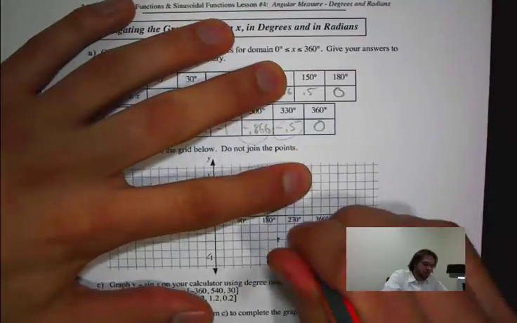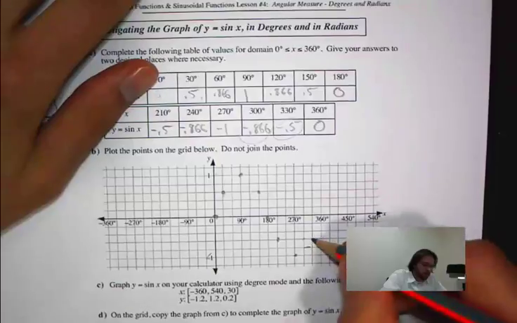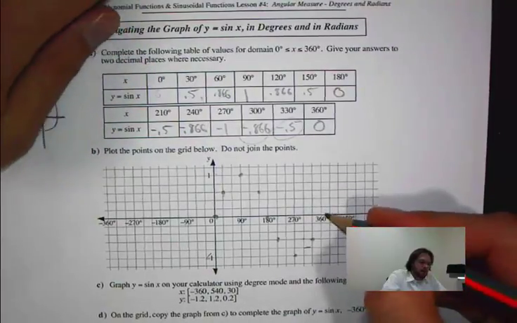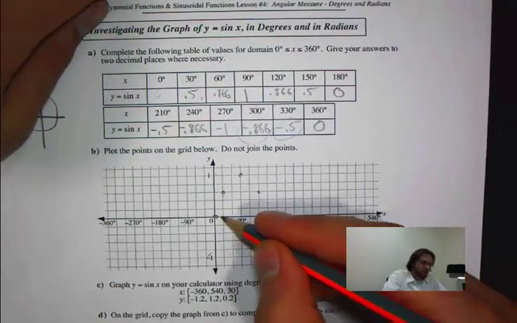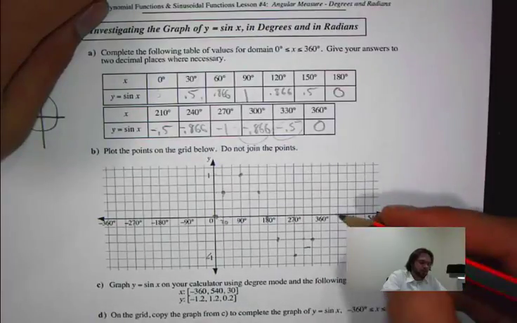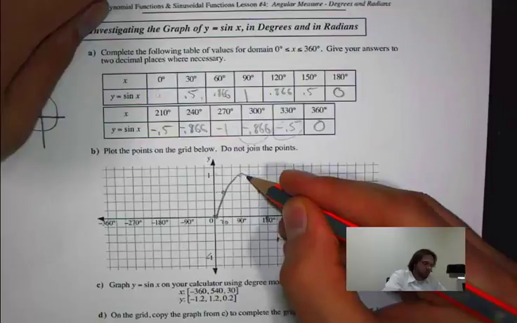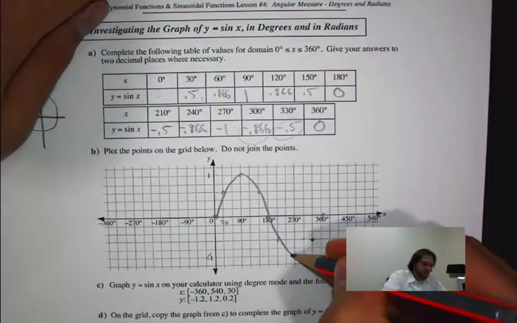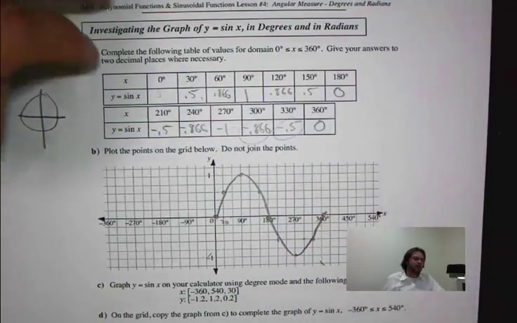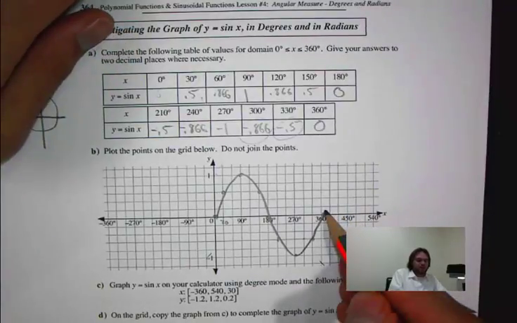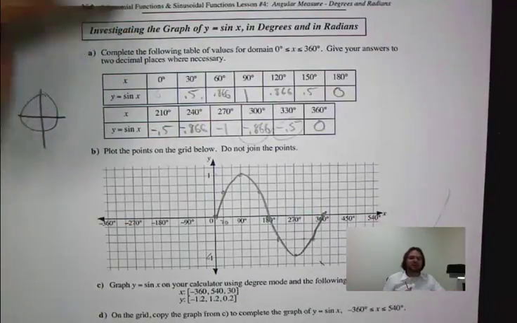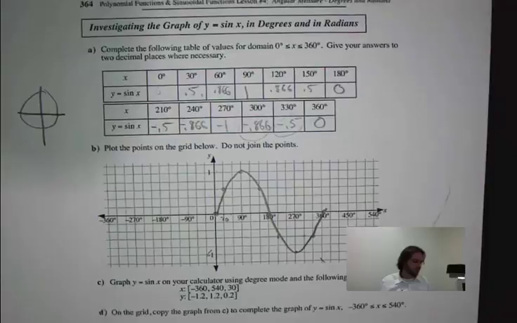Oopsie, I'm a bit off there. 330, negative 0.5 is going to be right there. And because each of these are counted by 30s, that's how I'm able to do this so fast. And 360, 0. So my graph is going to look something like this. And the pattern repeats, because after this, we start again. So our graph looks like that. It's a nice little wave.